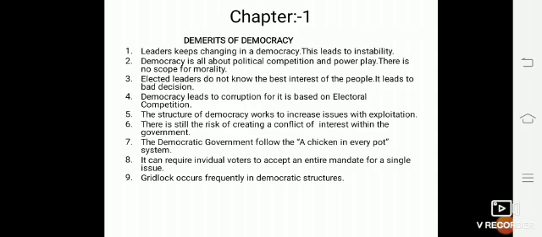The most common demerit of democracy is that it is slow in its functioning. The decision-making process involves long debate and deliberation in the parliament. This takes a lot of time before the decisions are actually taken.